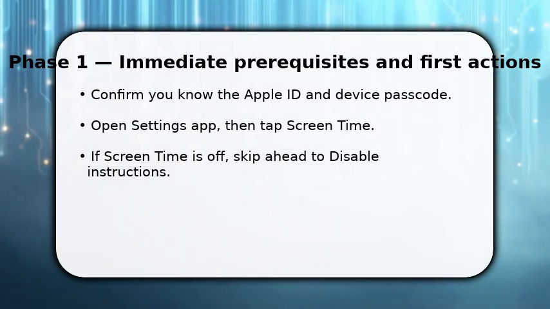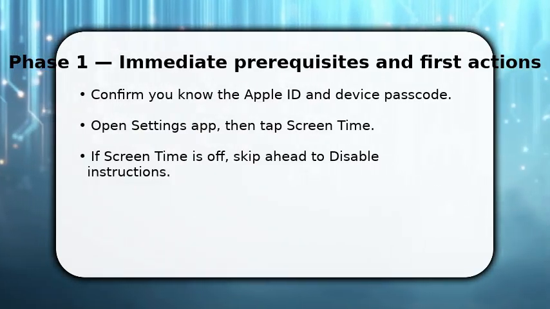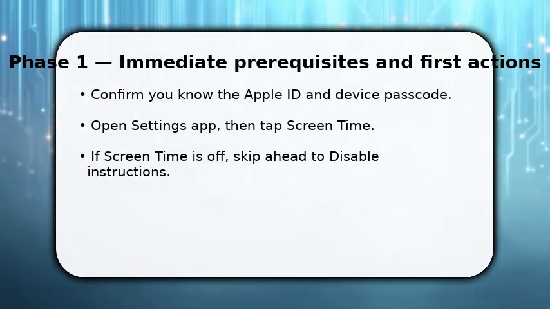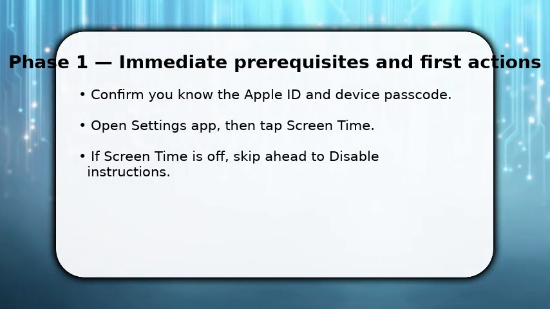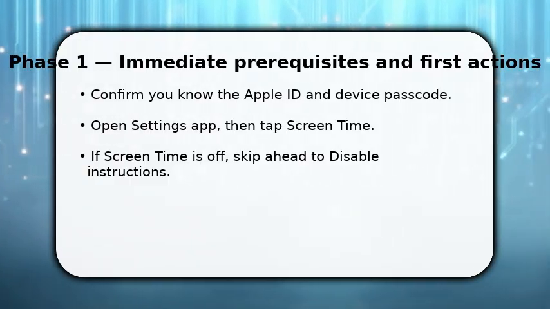Once in Screen Time, glance at the top for whether Screen Time is enabled or if a Screen Time passcode is set. If a passcode exists, prepare to enter it now. If not, you can proceed directly. This immediate step puts you where you need to be to turn off downtime.